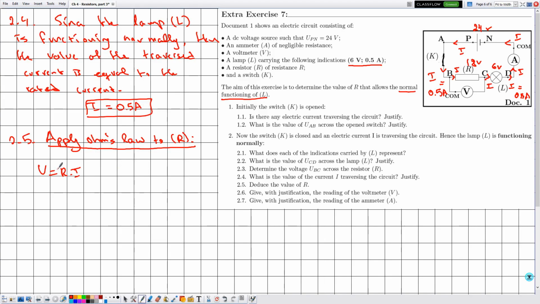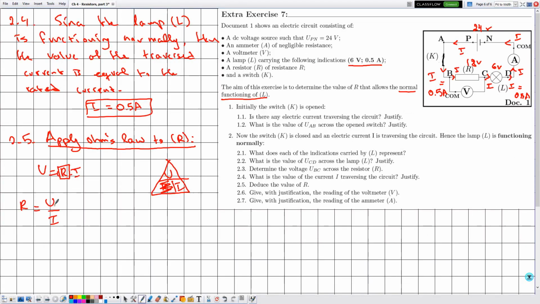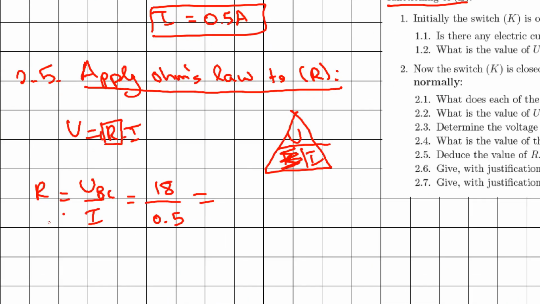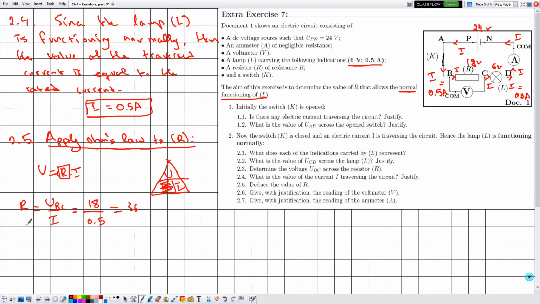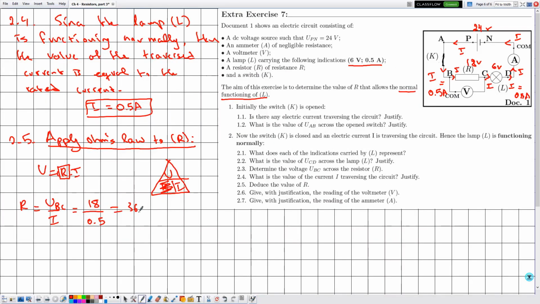Now we are interested in determining the value of R. So constructing the triangle of this formula, because we have multiplied, U will be at the top, R and I at the bottom. Putting our hand over R, the value of R is given by U divided by I. U is denoted by UBC, and its value is given by 18. The value of I is given by 0.5. Now plugging this fraction on the calculator, the value of R is given by 36. Since U and I are expressed in the SI, the value of R will be expressed in the SI, which is ohms. So R is equal to 36 ohms.